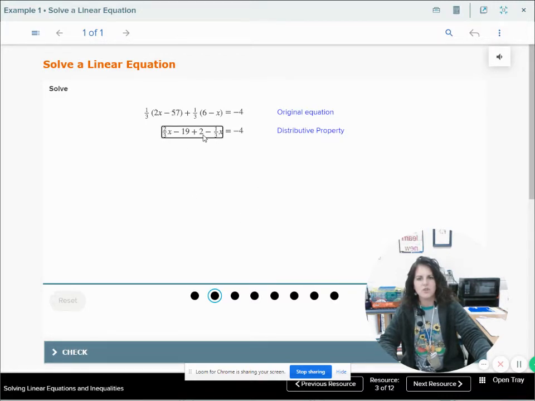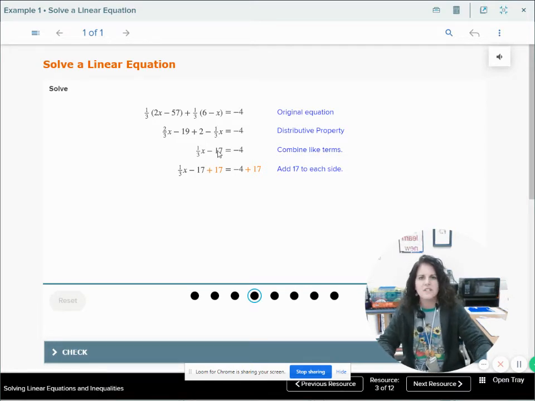This negative 2/3 and this negative 1/3 x are both x terms. They both have x's in them. And the negative 19 and the positive 2 are both constants. So we can add the constants together and we can add the x terms together, giving me 1/3 x minus 17 equals negative 4.